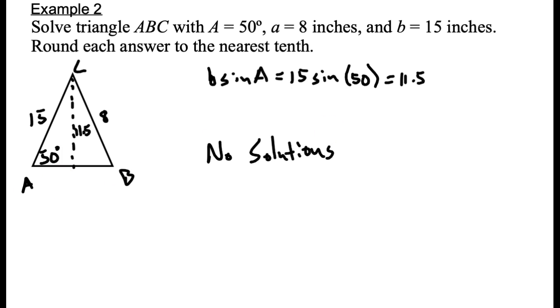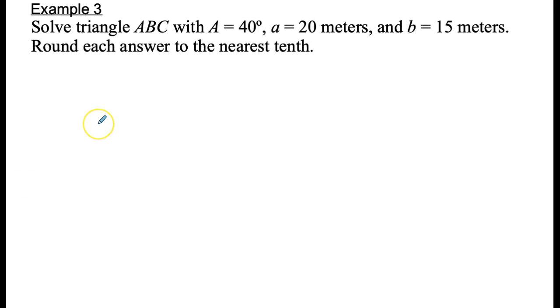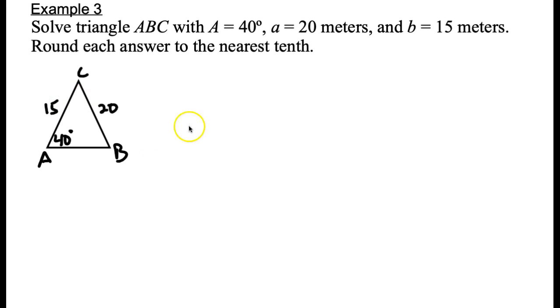Let's look at one more possibility here. All right, so in this triangle, we've got angle A is 40 degrees, side A is 20, and side B is 15. So let's sketch it out first. All right, so A, B, C, 40 degrees. The side opposite angle A is 20. The side opposite angle B is 15. So first, let's test to see how many triangles.